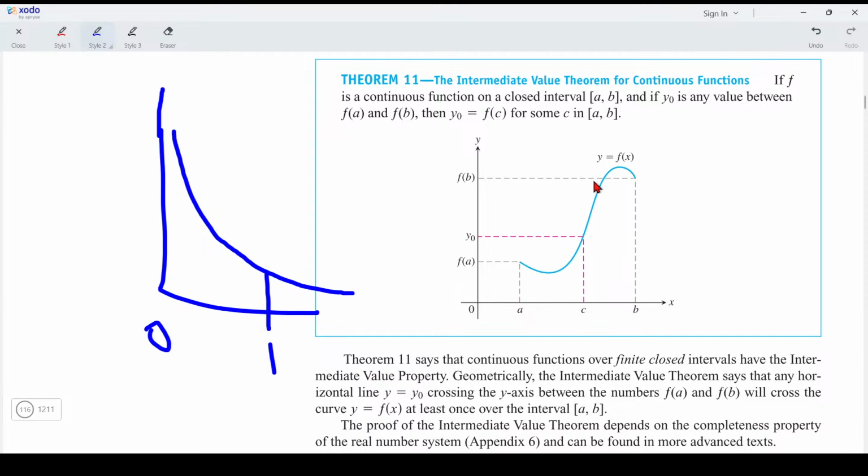Understood? Why are we saying it should lie between this and this range? It should always be a finite value. This a and this b should be closed, and at the same time f of a and f of b should exist. If f is continuous on the closed interval a, b, and f of a and f of b are there, then we can say this. It doesn't work for something like this.